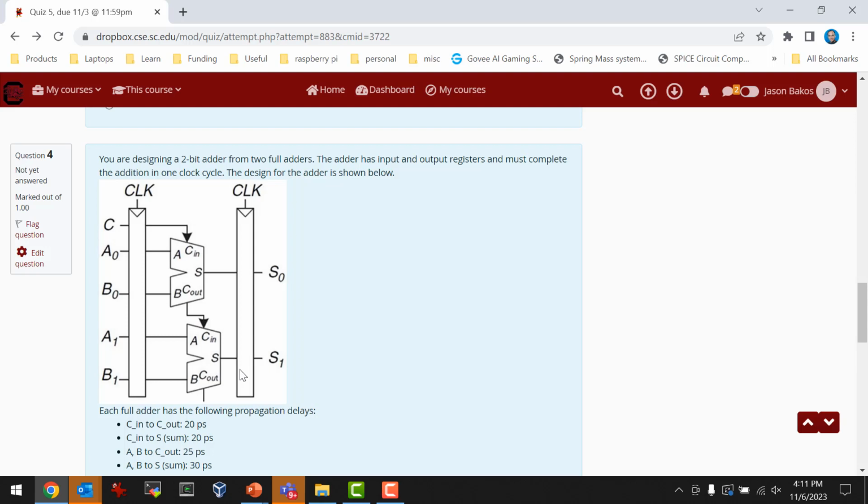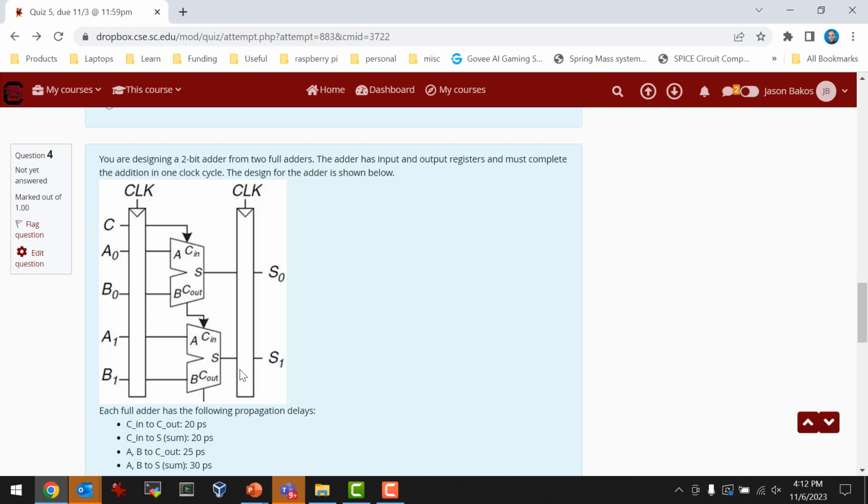So with the adder, you've got two full adders, right? Because it's a 2-bit adder. And the worst case delay for this adder is basically the carry in coming in the first adder and propagating out that first adder into the second adder and then coming out through the sum. So carry in to carry out is 20 picoseconds, carry in to S is 20 picoseconds. And then A and B to carry out is 25 picoseconds. And this is on each full adder. So you have to consider these separately.